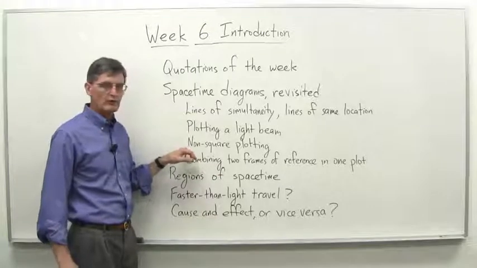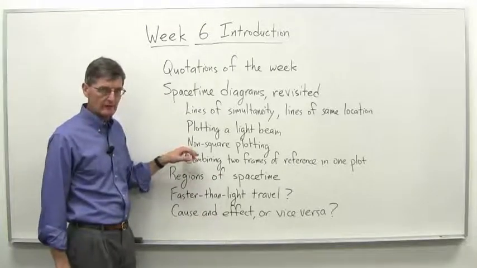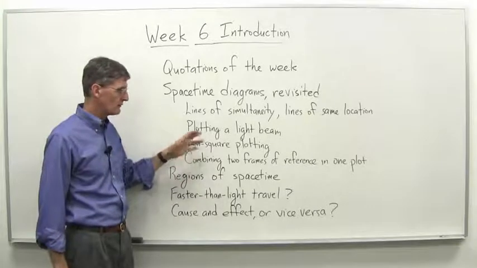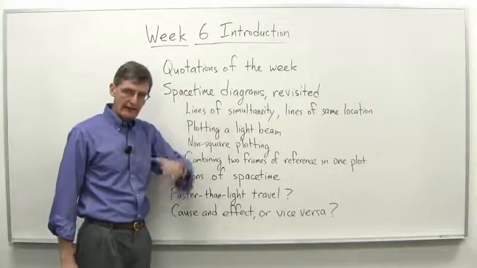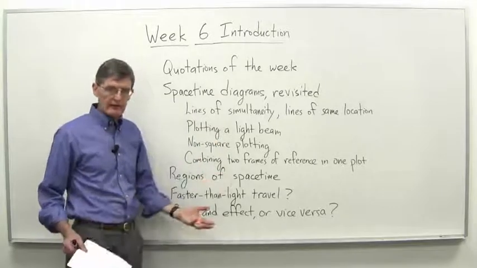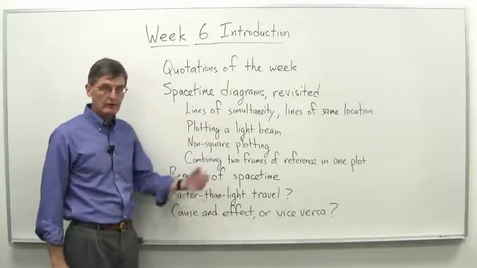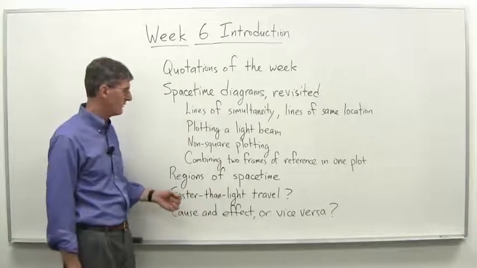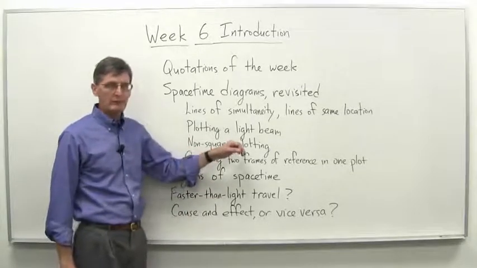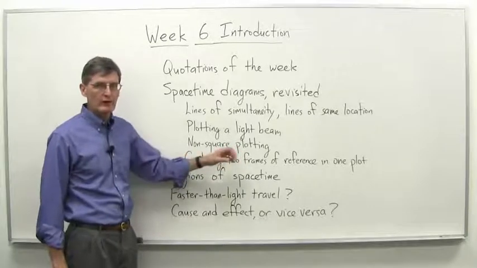Then we'll move on and do something that's going to be a little strange, probably, and that is what I call non-square plotting. I don't know if it has another name, but we'll just call it non-square plotting. In other words, normally, of course, we have our axes at right angles when we're plotting. They don't have to be at right angles. You can actually have them at any angle you want, as long as you're consistent in how you do your plot. And you might say, well, why in the world would we want to make things more complicated like that?